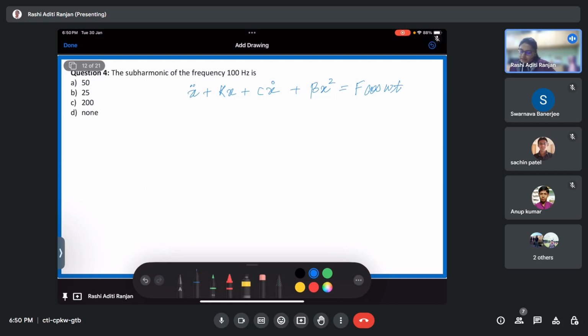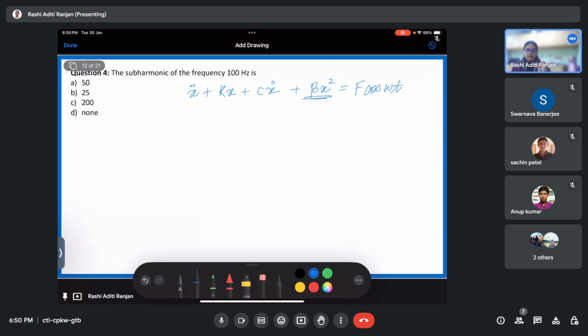So let us have this equation. Here, I have taken the case of a nonlinear spring and I have taken the nonlinear part as beta x square. You may take it as beta x cube also, but I have taken it like this for better understanding of the problem, basically for the subharmonic and superharmonic. So intuitively, how is the system going to behave?